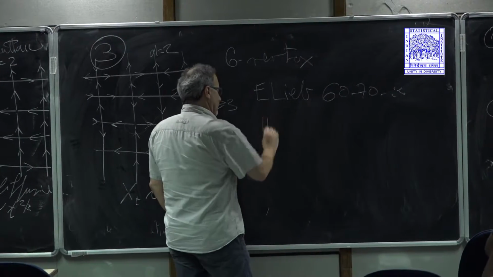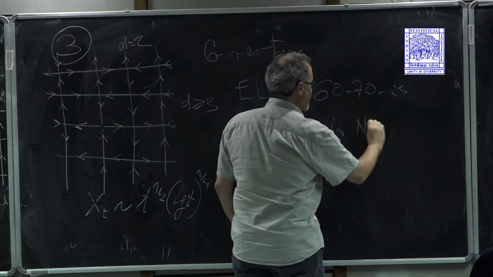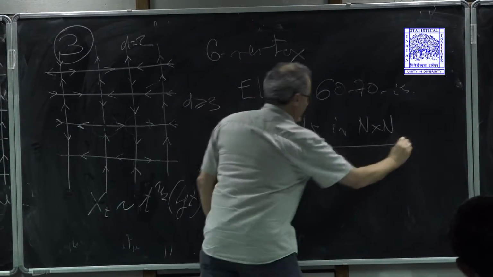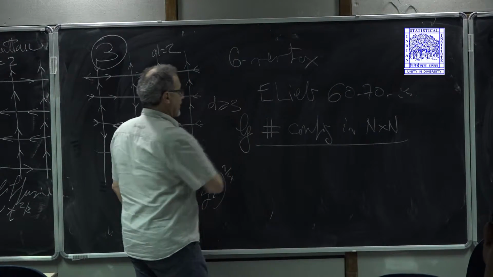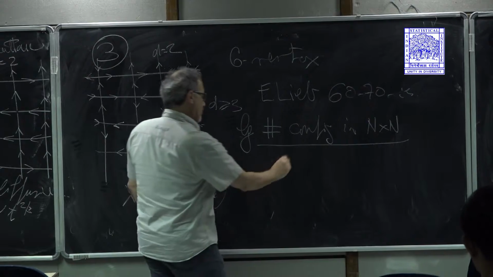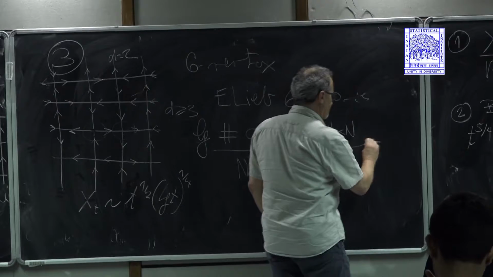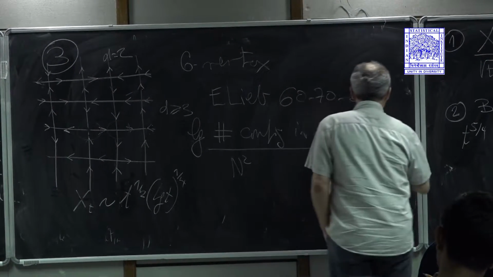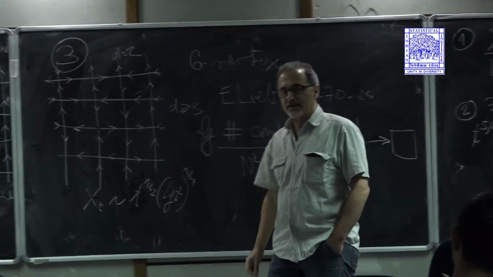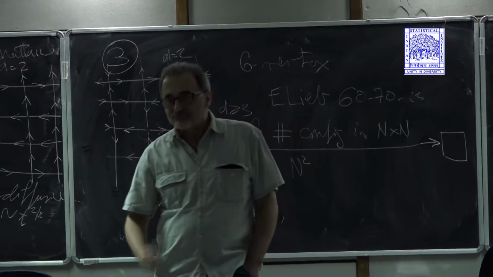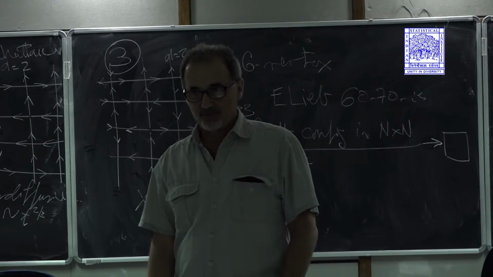The result was that the logarithm of the number of configurations in n times n, divided by n squared, converges as n goes to infinity, and this is the entropy, which I can't tell you now. This is one of these exactly solvable models, with very beautiful combinatorial and physical ideas. It's done. So this is a very classical, very beautiful paper.